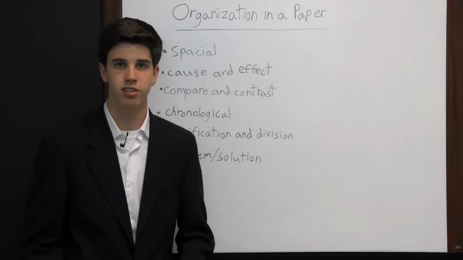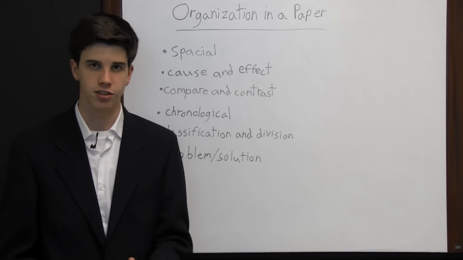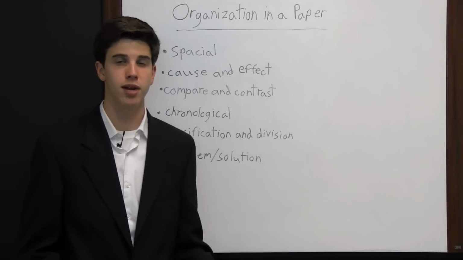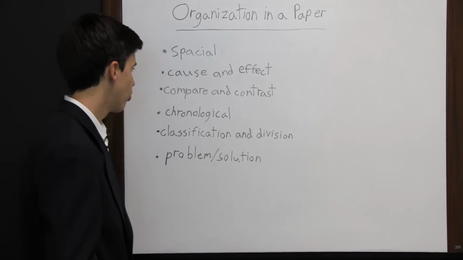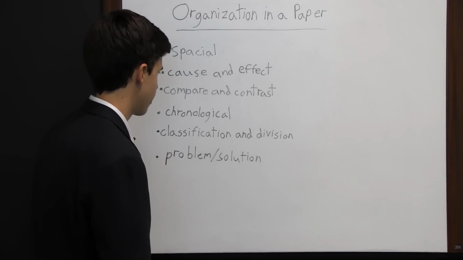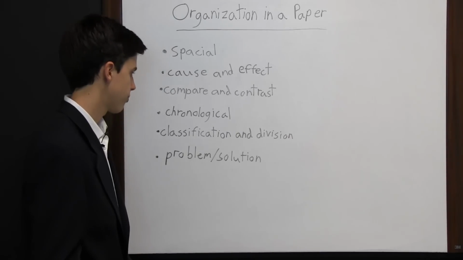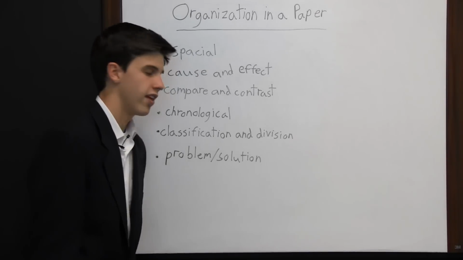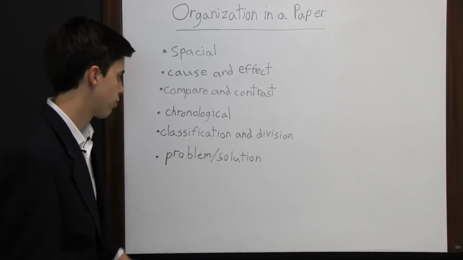Or if you're talking about someone's life, you would start when they were born and move all the way till where they are currently or until death. If you're talking about a series of events, it's best to give the background information first and work up to today. So chronological order can be a great method of organization. Classification and division. This is like talking about things that are very general and then getting more specific. And then problem and solution. You can talk about a problem and then the solution to that problem or some possible solutions to that problem.